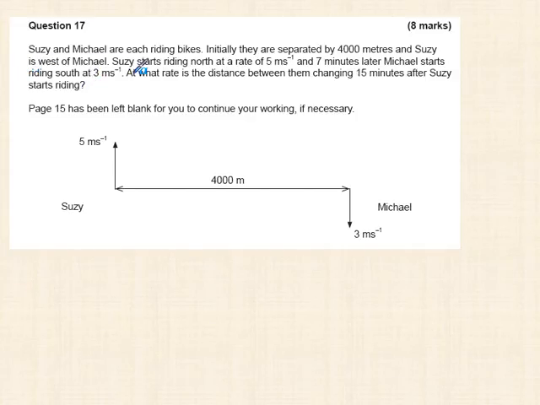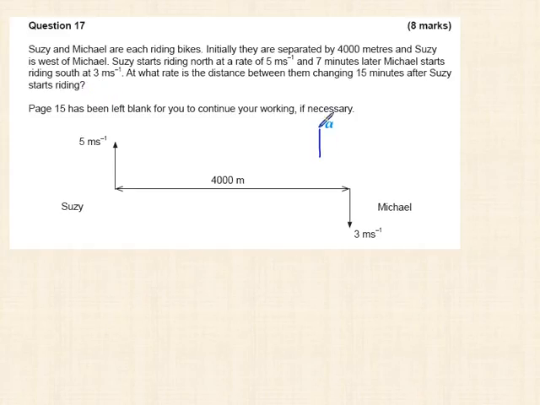Susie and Michael are each riding bikes. Initially they are separated by 4,000 meters, and Susie is west of Michael. Susie starts riding north at a rate of 5 meters per second, and 7 minutes later Michael starts riding south at 3 meters per second. At what rate is the distance between them changing 15 minutes after Susie starts riding?